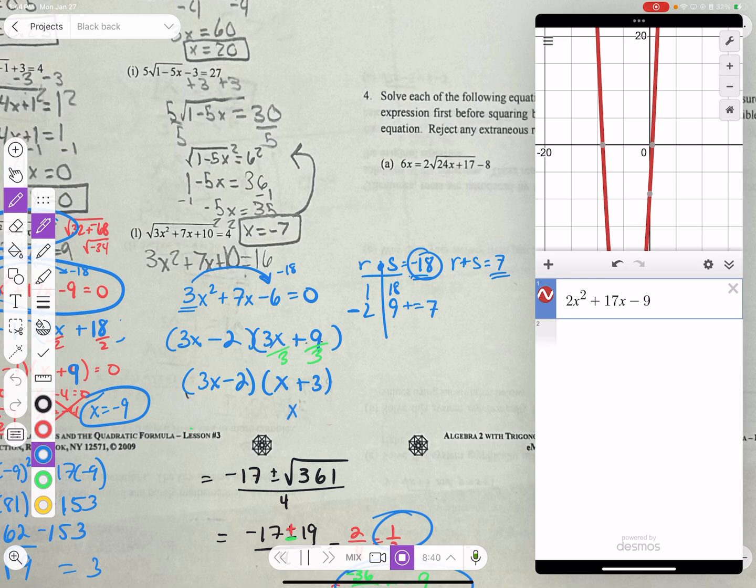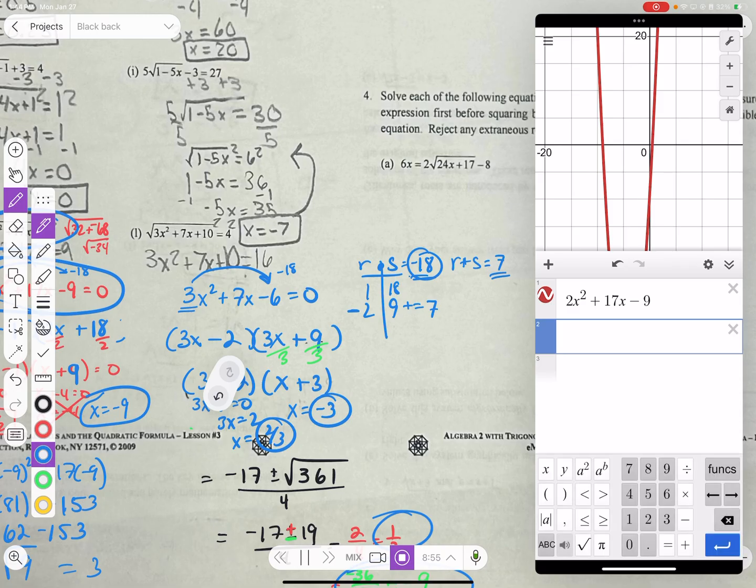And these are your solutions. Negative 3 and 3x minus 2. What makes you 0? 3x equals 2. Add 2 to both sides. Divide by 3. 2/3. So I think those are my 2 answers. 2/3 and negative 3.